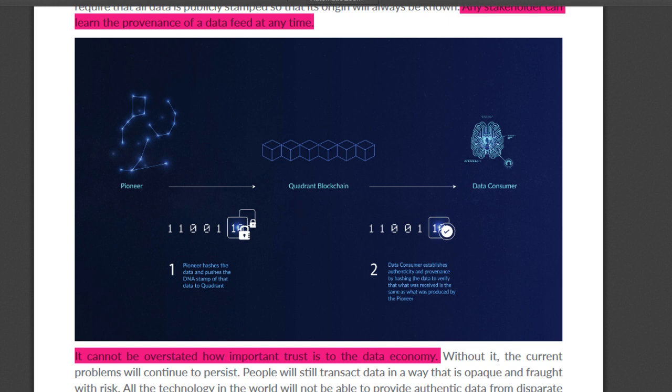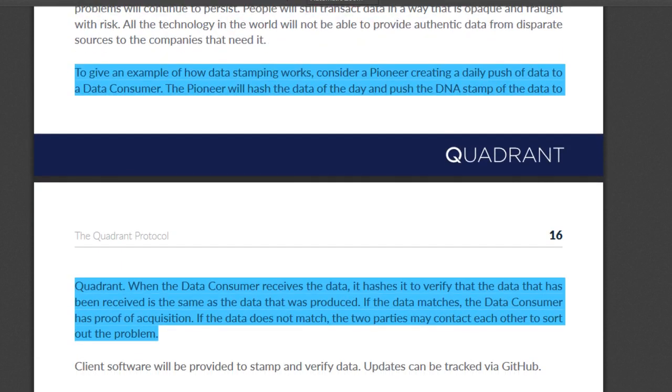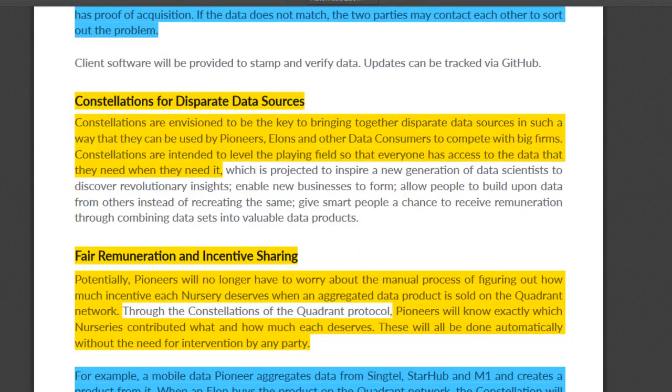All right, then we have another example here in blue. This is one you can pause the video if you haven't read it before, but I'm assuming you've browsed the white paper and seen this. So, constellations for disparate data sources. Constellations are envisioned to be the key to bringing together disparate data sources in such a way that they can be used by pioneers, Elons, and data consumers, end users, to compete with big firms like Google, Facebook, stuff like that. Constellations are intended to level the playing field so that everyone has access to the data that they need when they need it.